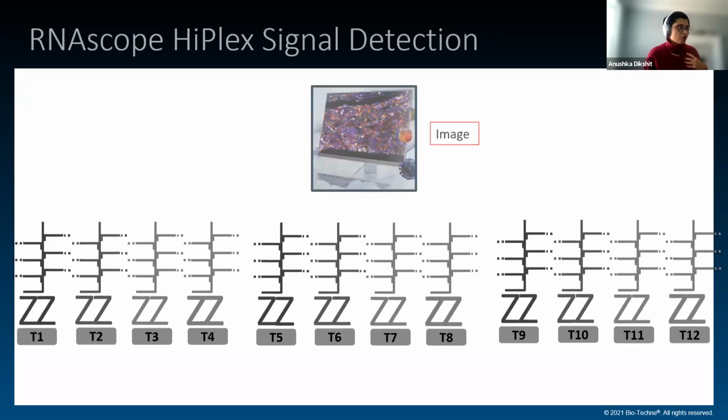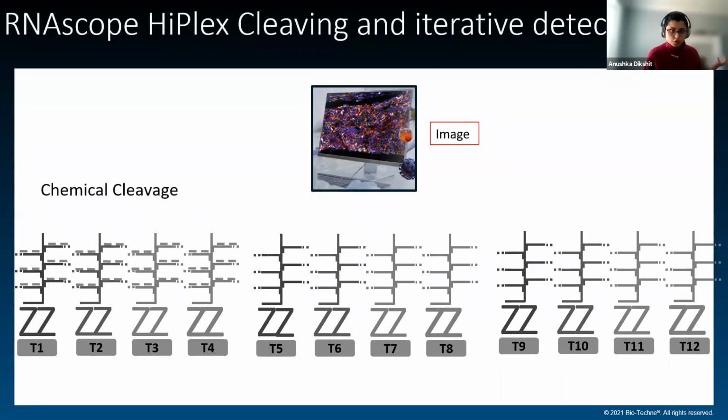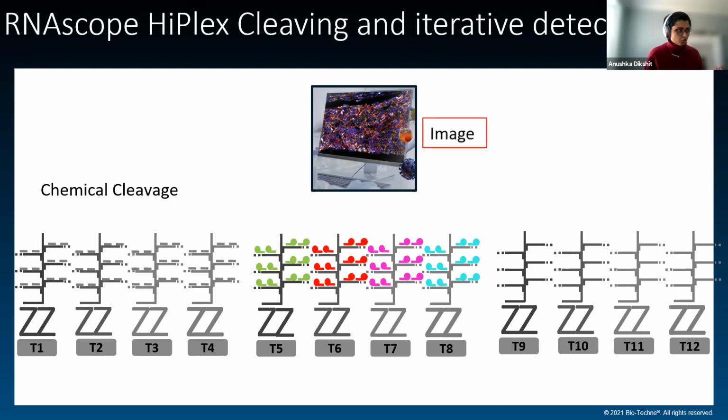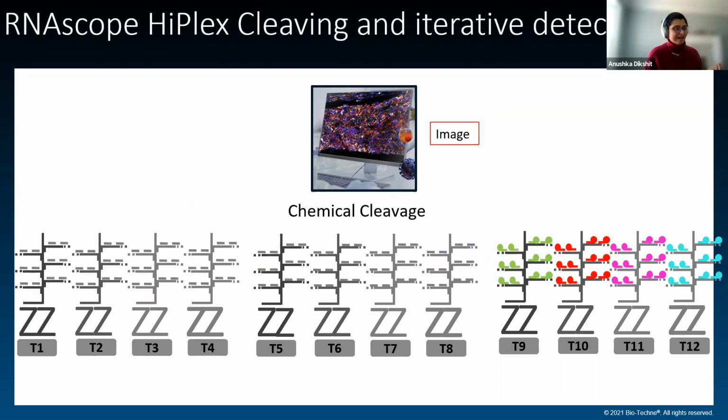So what happens is, after you hybridize and develop the amplification trees for all 12 targets, you will introduce your 4 fluorophores for the first 4 targets. After you add your fluorophores, you will image the first 4 targets, followed by which you will add the cleaving reagent and cleave the fluorophores of the first 4 targets. Then you will add the fluorophores onto your next 4 targets, image the next 4 targets, and then proceed to do your last cycle of adding fluorophores to your last 4 targets and then imaging the last 4. So this is how the iterative modality of detection works for this HiPlex assay.